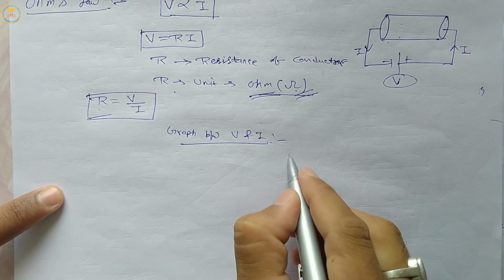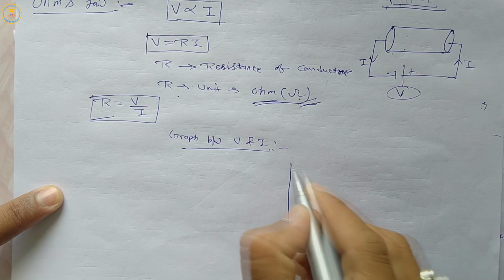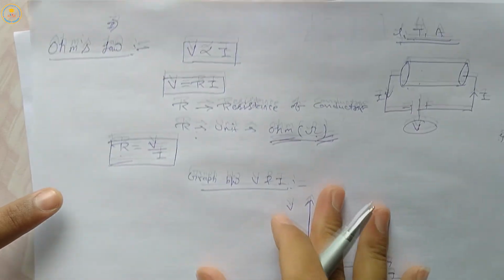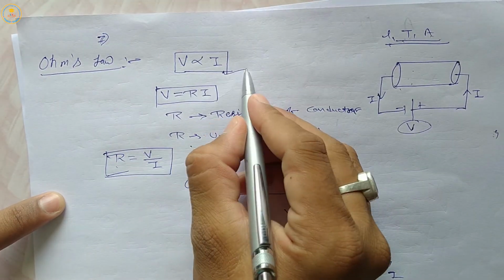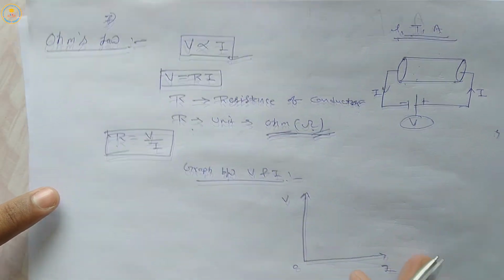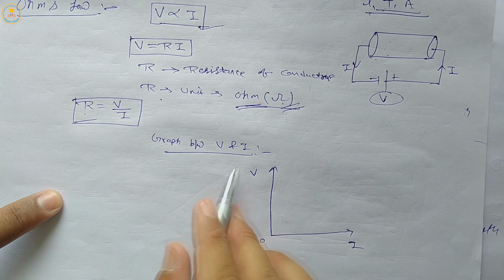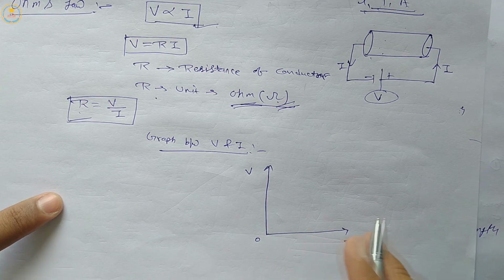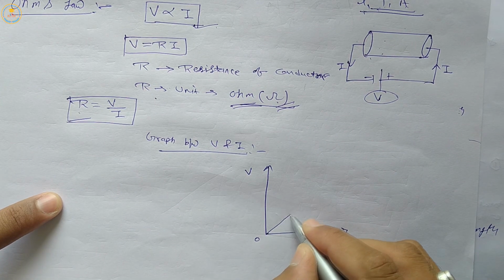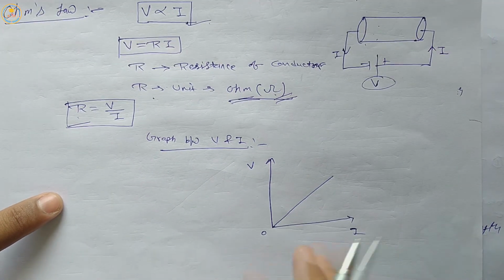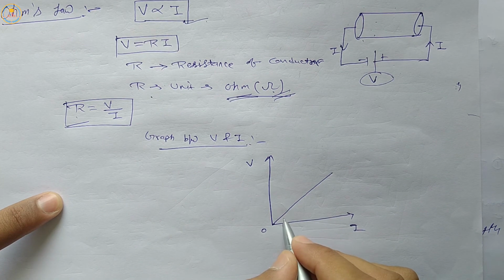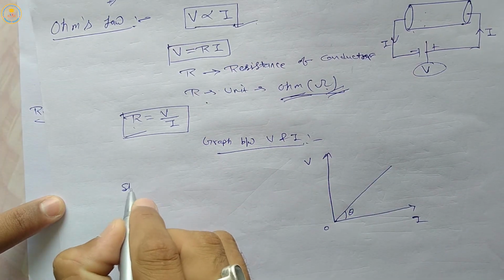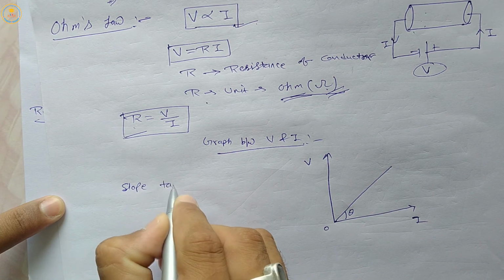Okay, now we plot the graph between V and I. This is V and this is I. From this equation, V is directly proportional to I. So in the graph between V and I, we get a straight line passing through the origin, like this. The graph of V and I is a straight line. Suppose this is theta. So the slope of this curve is tan theta.